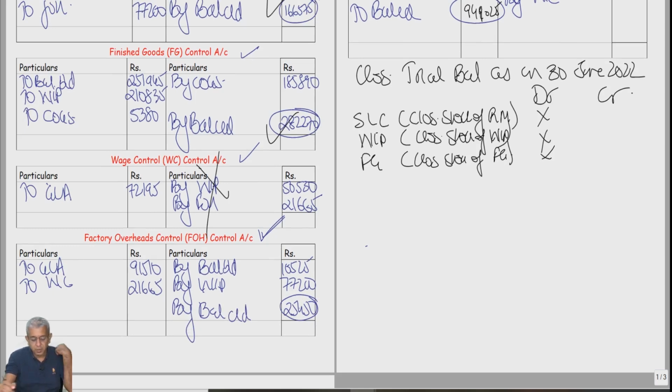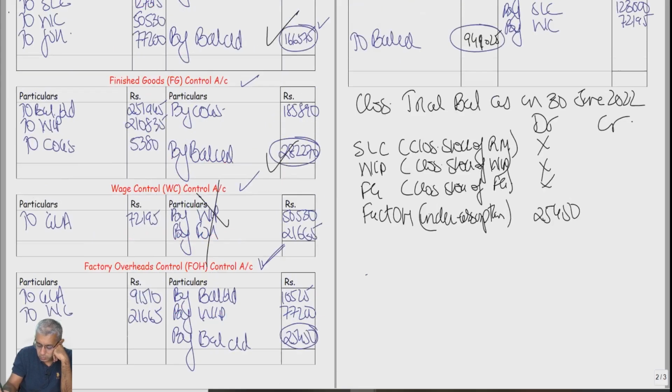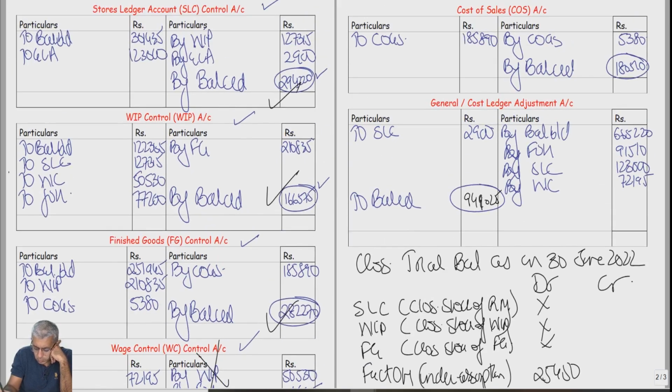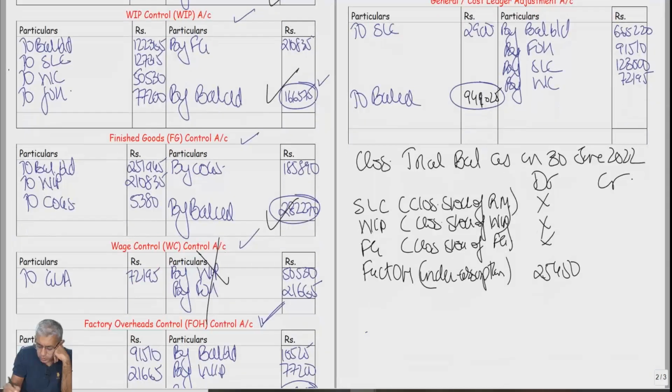Then the wage control account in any case was tallied. Factory overheads: you all tell me, is this a debit balance or a credit balance? Debit. Now you all tell me, this 24,550 represents what? Under absorption, no? So write down under absorption. Cost of sales. Now this represents cost of sales only.